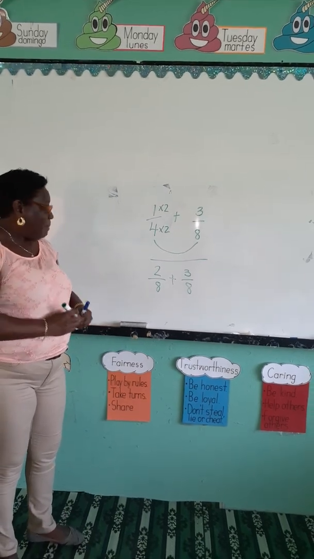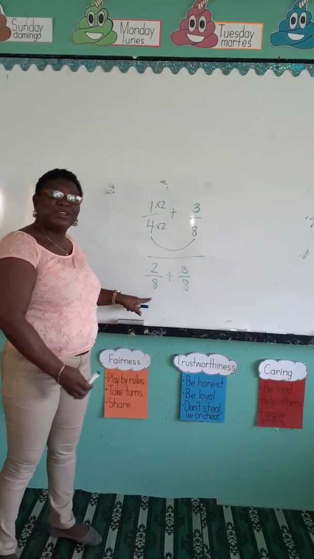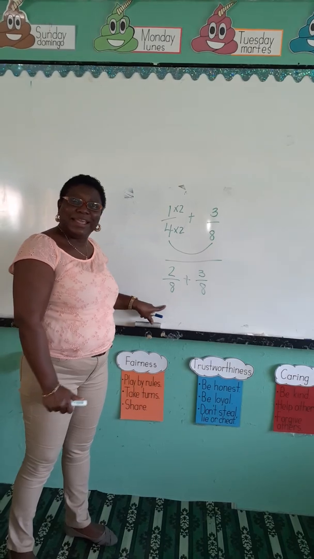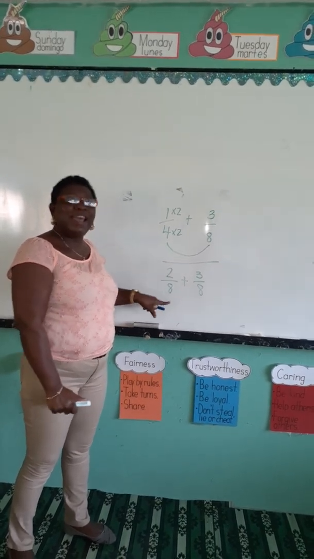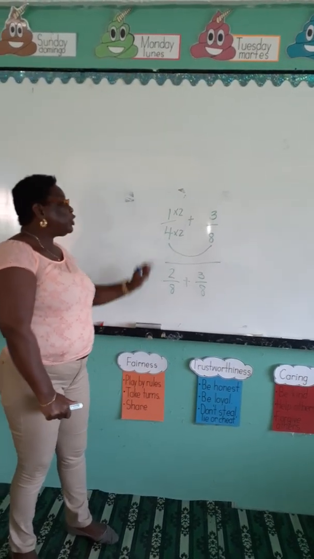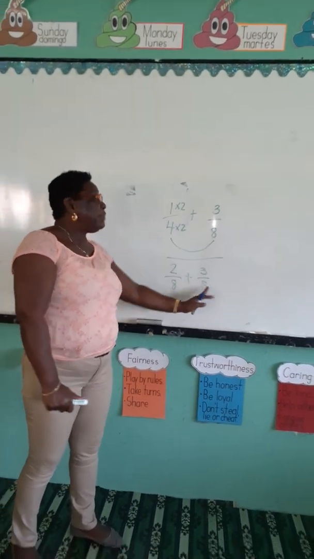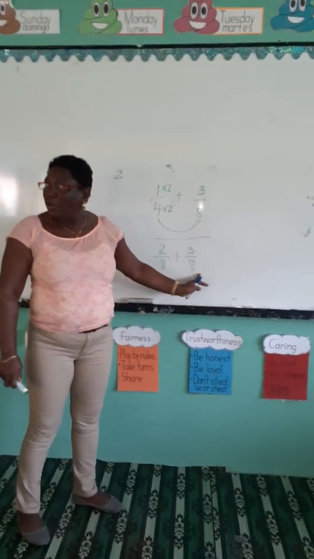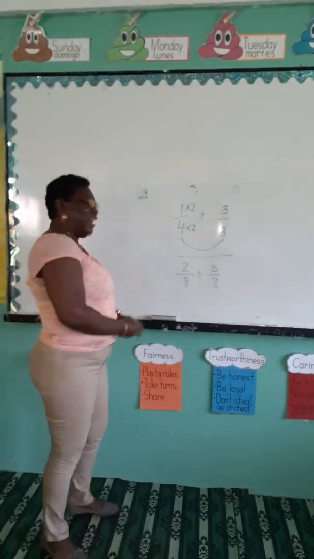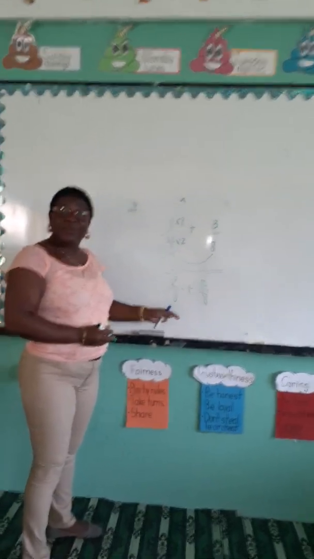Why? Because now our denominators become alike. They are the same. That is what we want to do. We want to change from having different denominators to bringing them the same. Now, we can add.